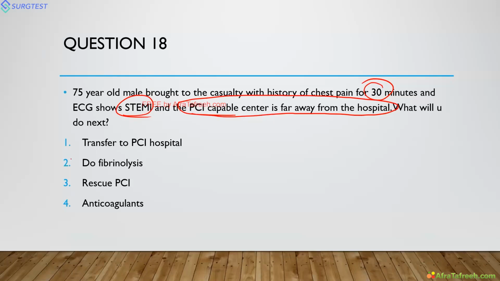It's obvious. You can't wait for the patient to transfer to a PCI hospital. You can't do rescue PCI, because we will discuss what rescue PCI is. You can't give anticoagulants. You should do fibrinolysis because it's STEMI and within the window period.